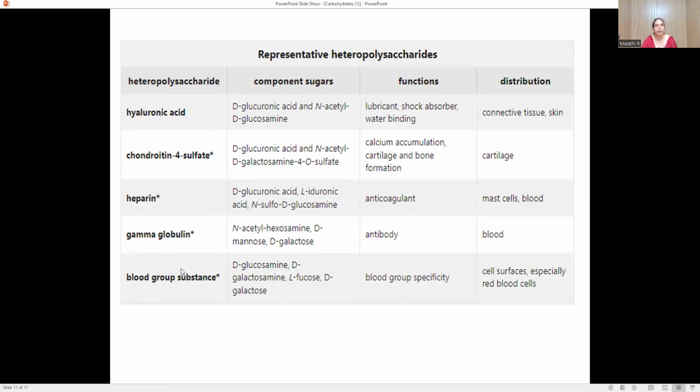So these are the heteropolysaccharides with different functions in your body. They are located in different places of your body with the different monosaccharide units which are present.